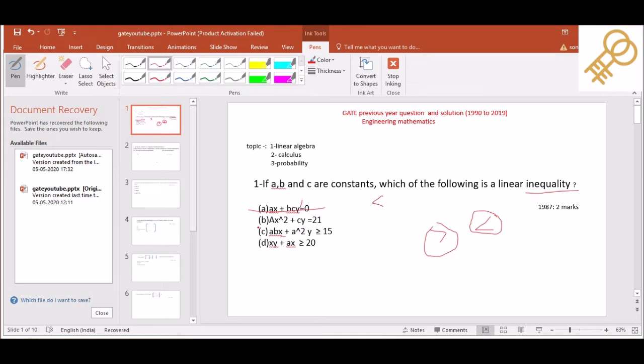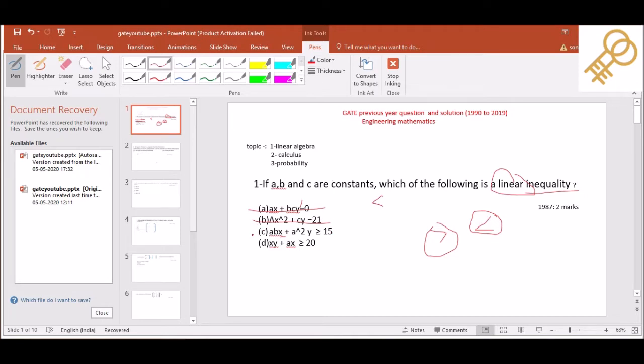So coming to the next option, that is option B. Ax square plus cy is equal to 21. See here, it does not have the greater than or equal to, so this one also you can eliminate. And this x contains power 2, and they have asked about linear, and this is not linear, this is quadratic, so you can eliminate. This will not be your correct option.